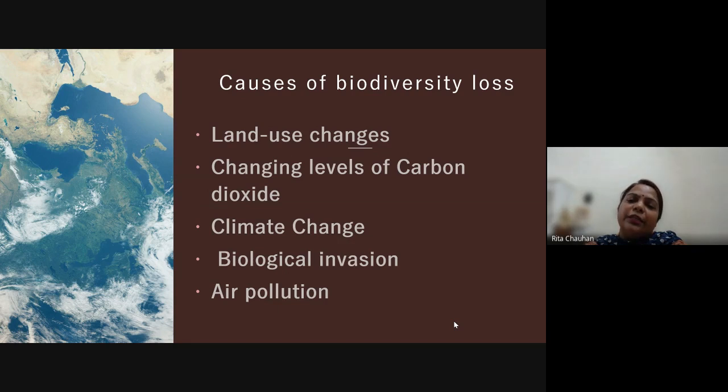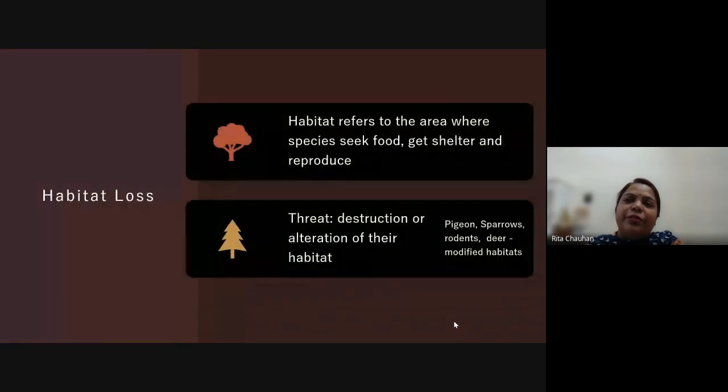Then air pollution is another major reason for biodiversity loss, because due to air pollution a lot of plants are not able to survive. Many plants can survive only in healthy, fresh air. When the air is more polluted, animals will move around, but the plants are fixed there, so they will slowly be lost. So these are the main reasons by which biodiversity loss happens.